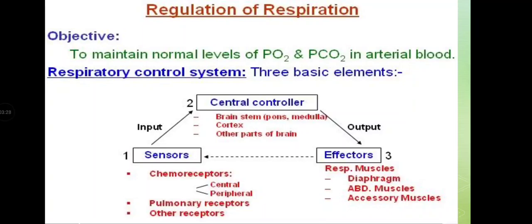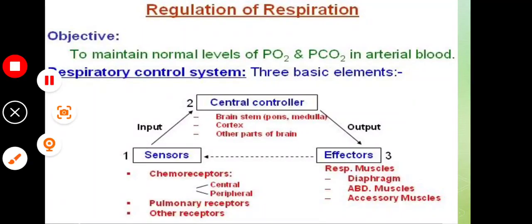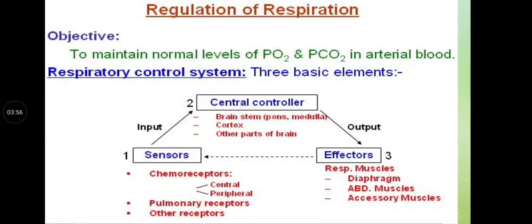These 2 centers function antagonistically. The main function of the pneumotaxic center is to inhibit inspiration by way of sending inhibitory signals to the apneustic center. The apneustic center, the main function is for inspiration. The pneumotaxic center inhibits inspiration by sending inhibitory signals to the apneustic center. The apneustic center functions to cause inspiration.